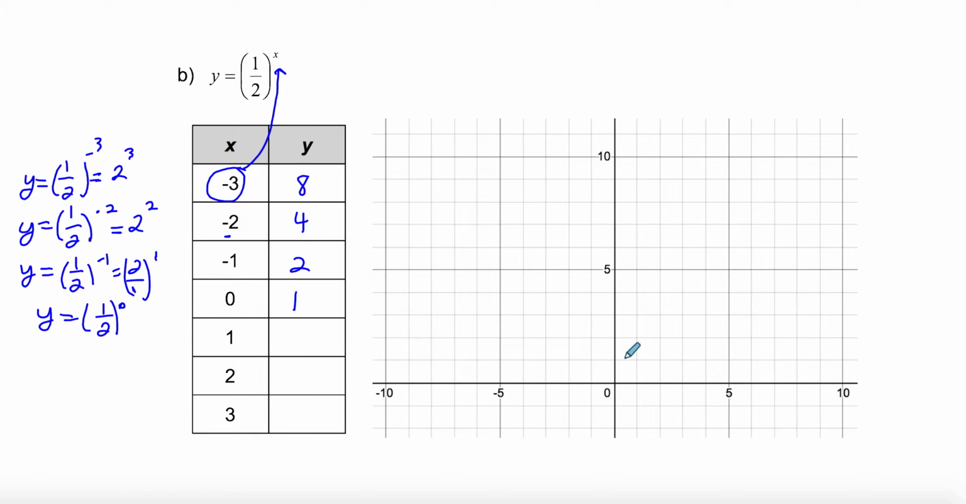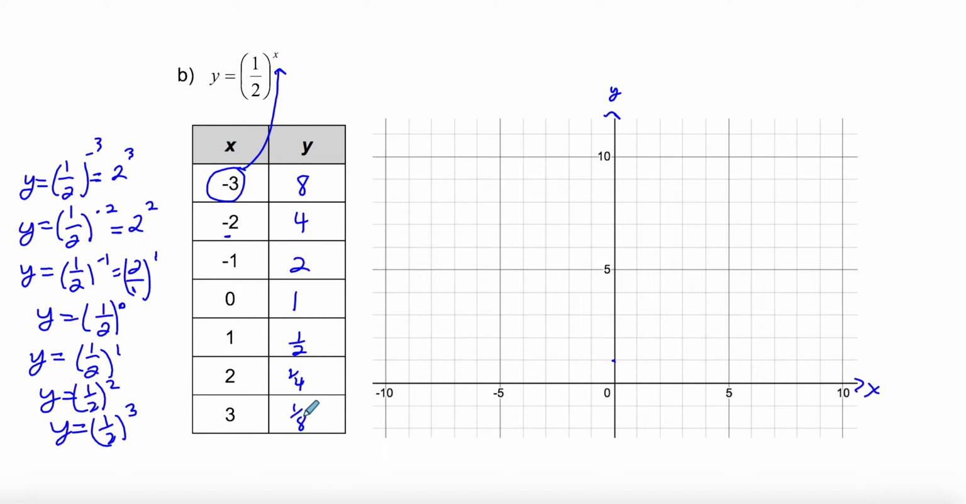So this is going to be another common point here on our graph. I always like to have those there. Then we have y equals 1/2 to the exponent 1. Well, that's just 1/2. Y equals 1/2 to the exponent 2. That's 1/4. And y equals 1/2 to the exponent 3. And that's 1/8. So we could plot these points as well. This is going to look a little different.